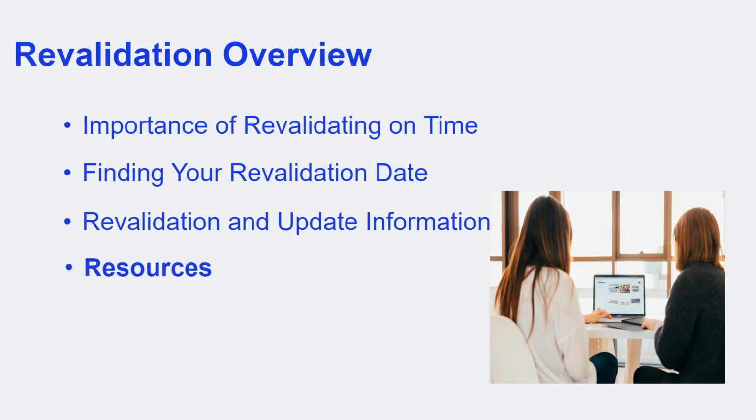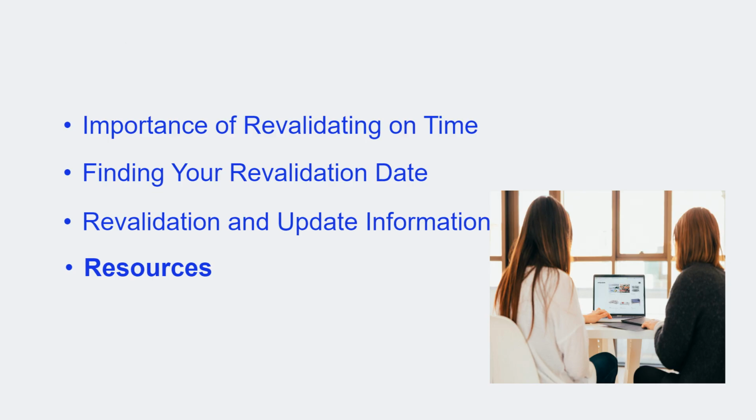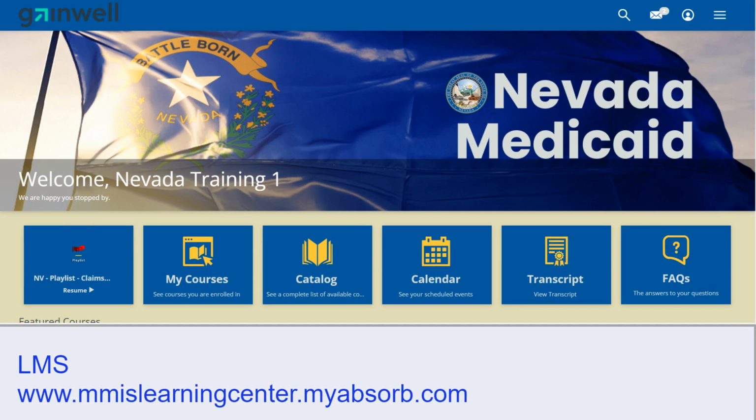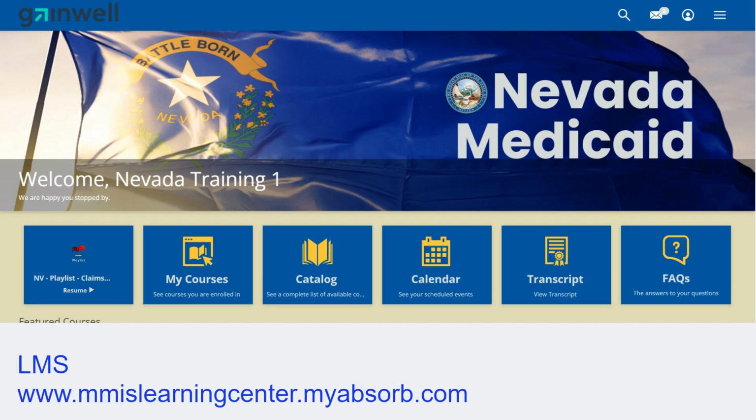Finally, let's explore some resources to find more information about revalidation and updates. The Nevada Medicaid Learning Management System, known as Absorb, will allow you to register for one of our live enrollment overview trainings with our field service representatives. You can register for one of these trainings under the course catalog titled Virtual Instructor-Led Provider Courses and clicking on the appropriate enrollment overview offering. Separate trainings are provided for both behavioral health individuals and groups.